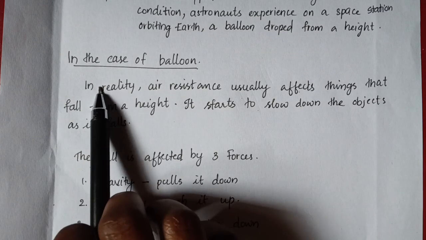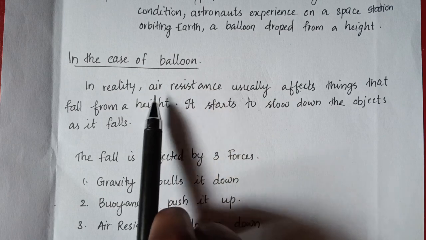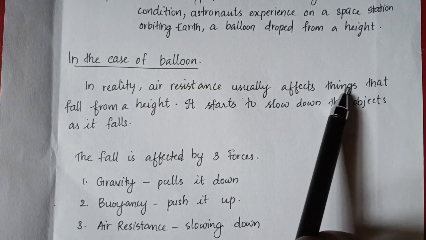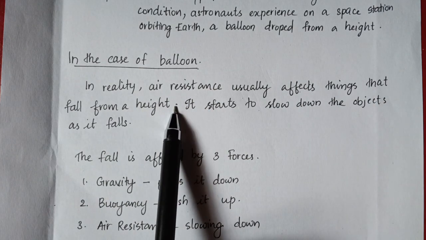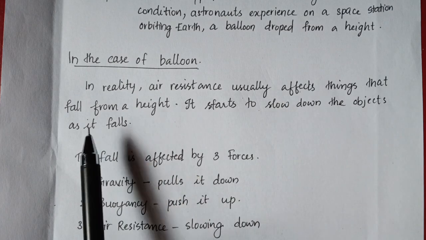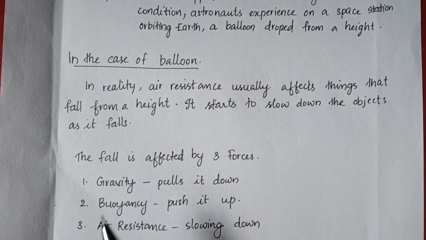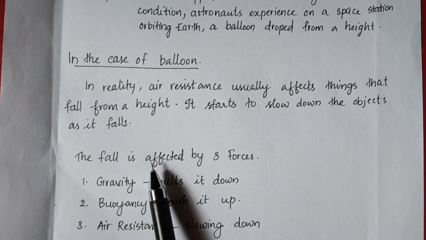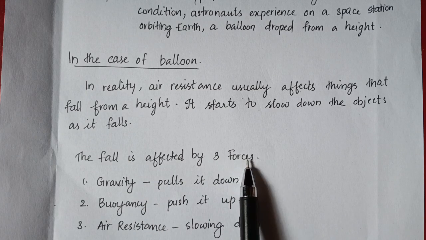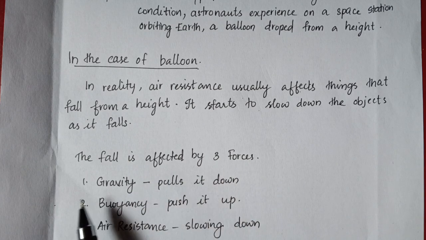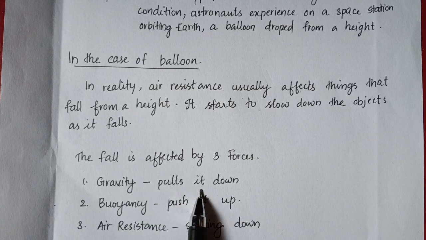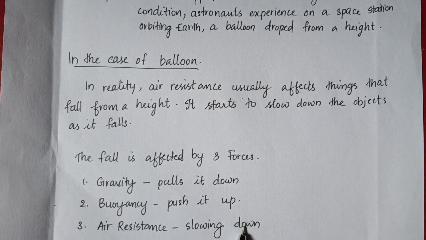But in reality, there is air resistance. Air resistance usually affects things that fall from a height. It starts to slow down the objects as they fall. There are mainly three forces that affect the free fall of an object in presence of air resistance. The first one is gravity, which pulls down the object. Second is buoyancy, which pushes up the object. And the third is air resistance, which slows down the free fall of an object.